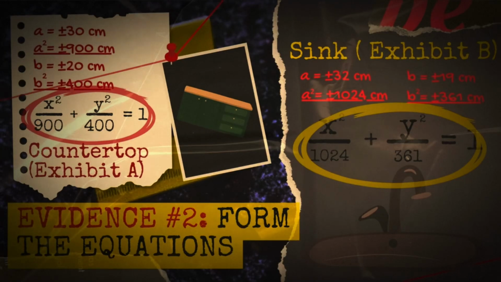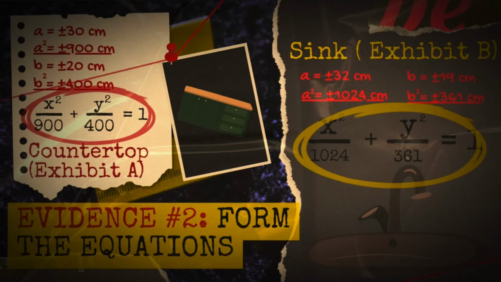Now that we have the values of a squared and b squared, we will just substitute them in the standard form. So the standard form of our exhibit A, or the countertop, is x squared over 900 plus y squared over 400 equals 1. We will apply the same process to our exhibit B, or the sink.